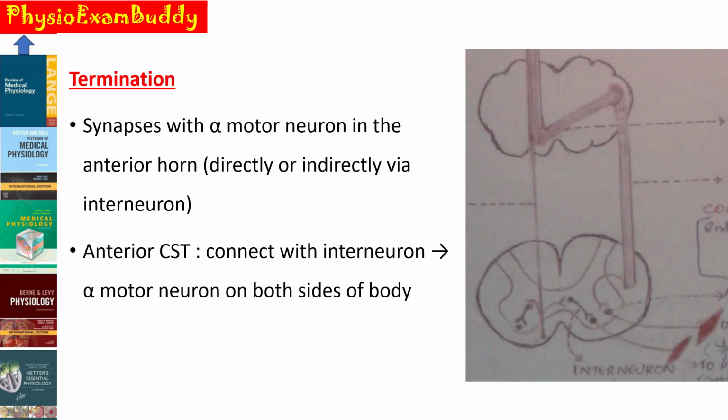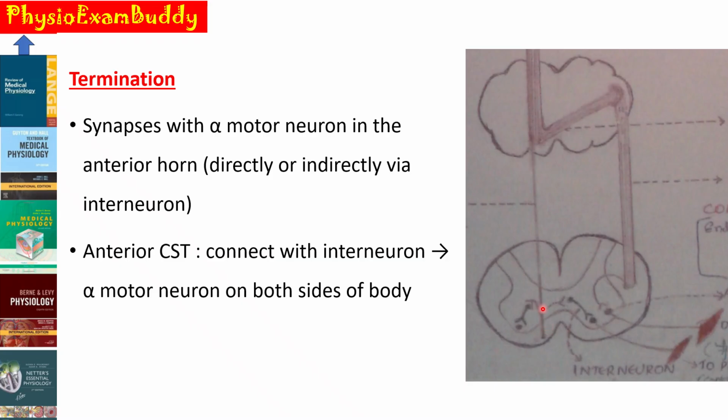And next is the most important portion in the pyramidal tract, that is the termination. So you can see here that this pyramidal tract mainly synapses with the alpha motor neuron in the anterior horn. So these are the anterior horns, and in the anterior horns there is the alpha motor neuron. So this corticospinal tract, whether it is the anterior or the lateral corticospinal tract, will synapse on the alpha motor neuron, which is located in the anterior horn of the spinal cord. And this is the anterior corticospinal tract.